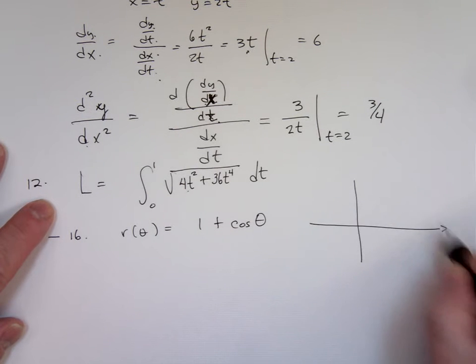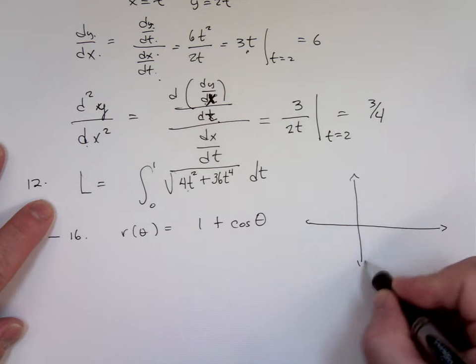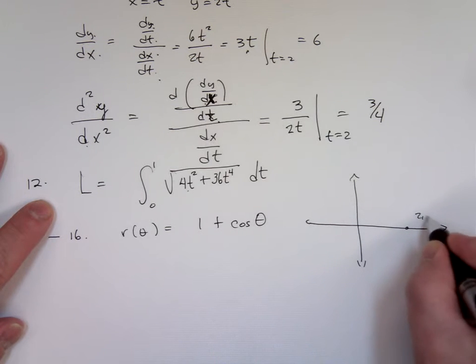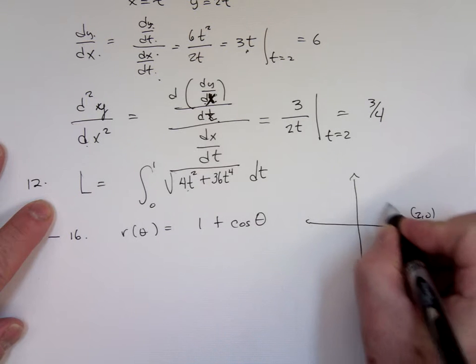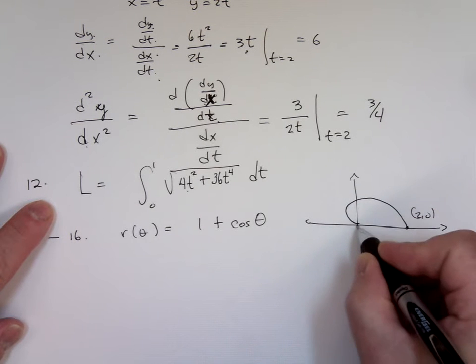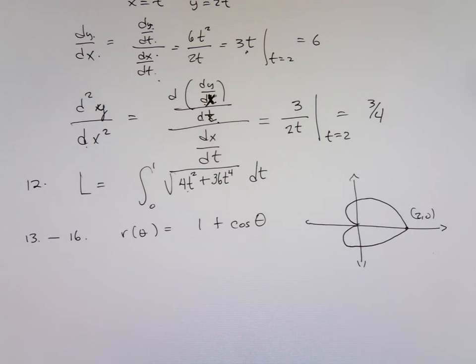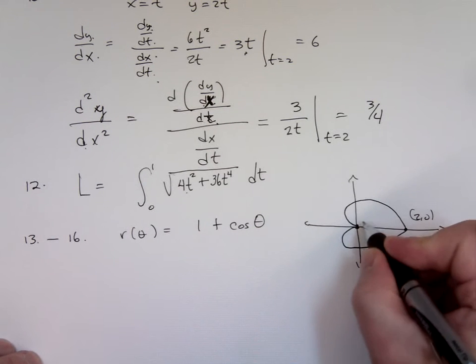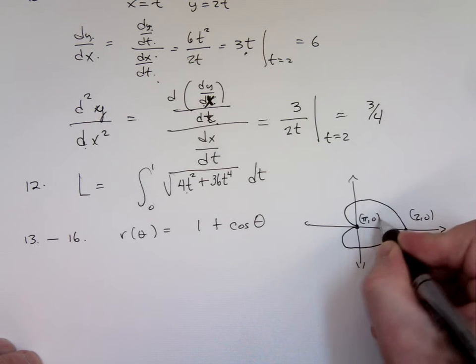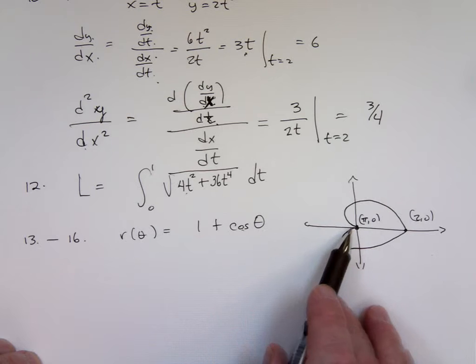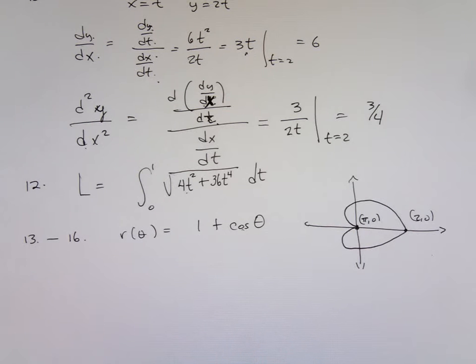And what we have here is a cardioid. When theta is 0, r is equal to 2. It comes around, hits exactly at the pole, and completes this way. Okay? This point right here is (pi, 0). Cosine of pi is -1, plus 1 is 0. Okay, so what do we want to know here?